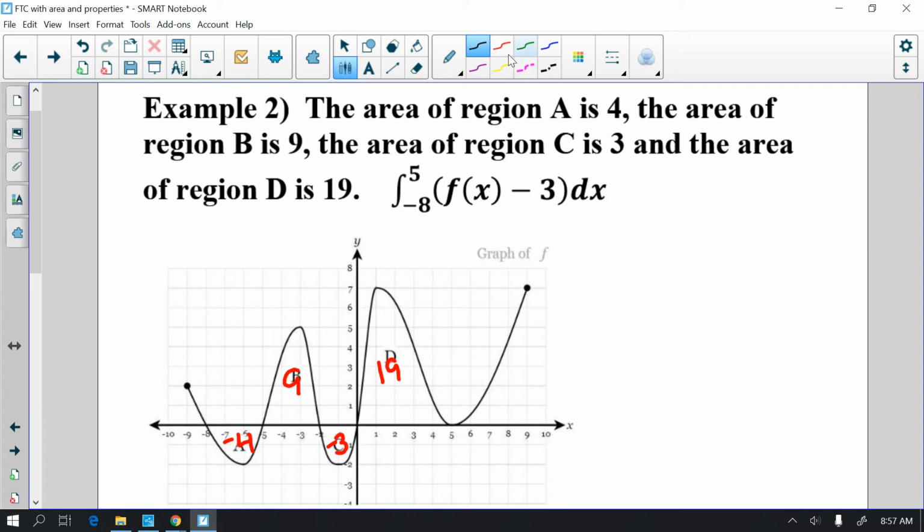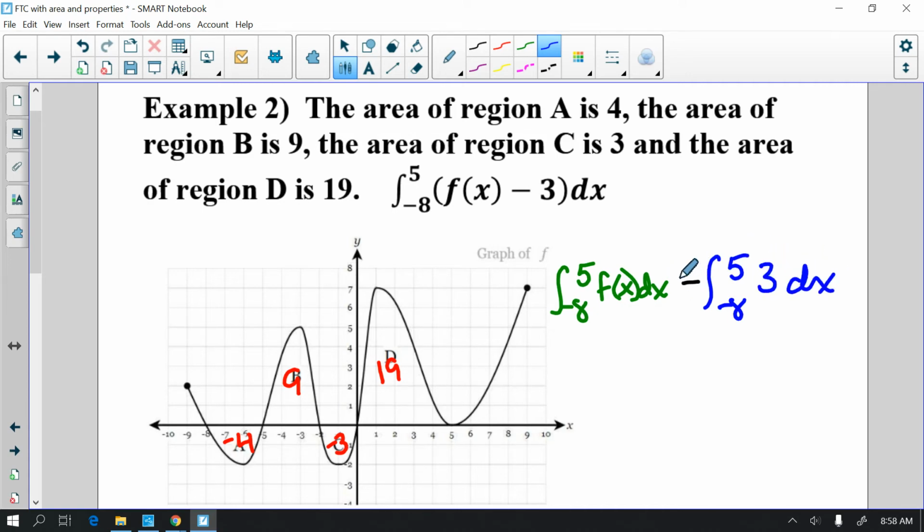So again, what I'm going to do here is separate this one, right? This time I'm going from -8 to 5 of f of x dx. And then I'm subtracting the definite integral from -8 to 5 of 3 dx. So notice I put this just as a +3, and I'm going to subtract those integrals. So when I broke it up, I treated it as a subtraction.